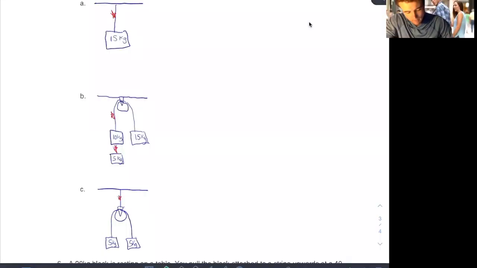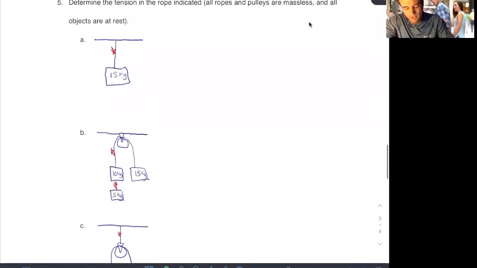Okay. Number 5. Determine the tension in the rope indicated by the star. All the ropes and the pulleys are massless, and all the objects are at rest. So A: what's the tension in rope A?